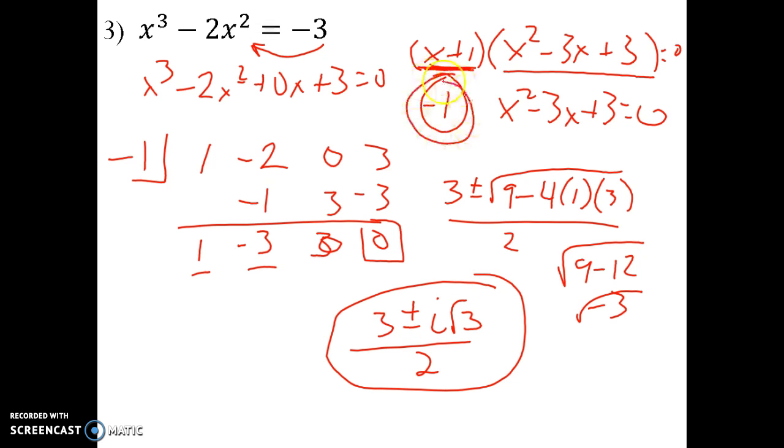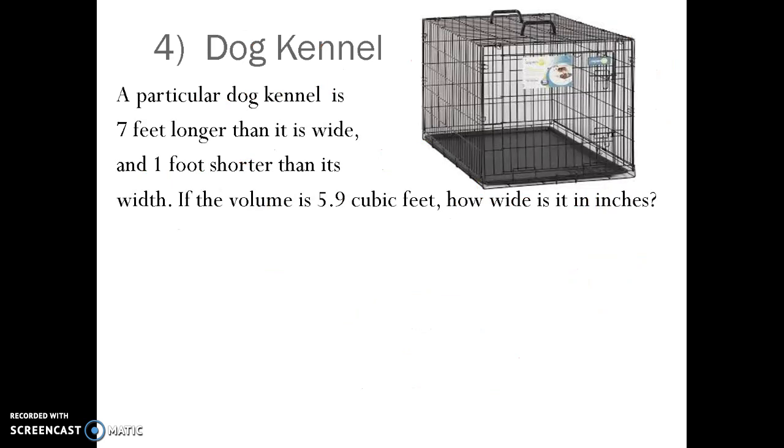Here's my other solution, and those are my three solutions for that polynomial. Let's move on and see how this applies to real situations. So here we have a dog kennel that's 7 feet longer than it is wide and 1 foot shorter than its width, and its volume is 5.9 cubic feet. How wide is it in inches?